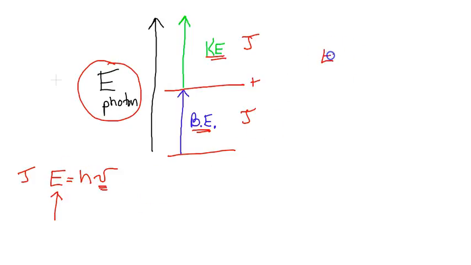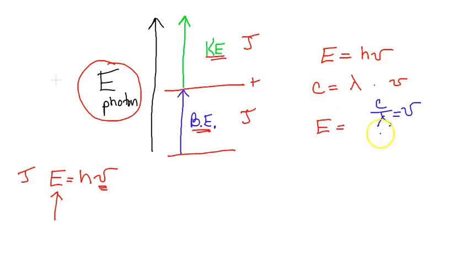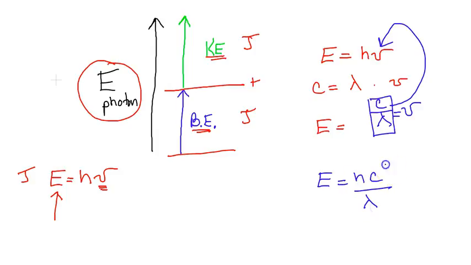And again, you're using very simple energy equations: E equals h v, where v is frequency. We know the speed of light is equal to the wavelength in meters times the frequency. If you want to put this together, it's very helpful: when you solve for frequency, frequency is equal to the speed of light over lambda. So you can put this in for frequency, and you get E equals h c over lambda. And those are all your equations.